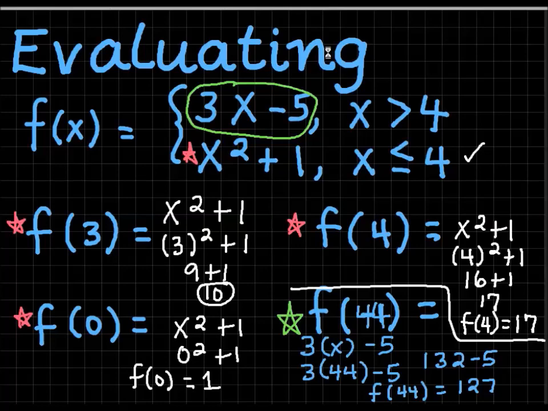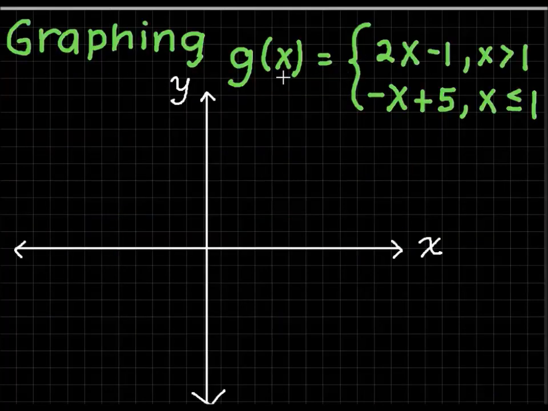You're going to see the same type of function notation. Here I've got a piecewise function that's got two rules. One represents the values when x is greater than 1, and the other function rule applies when x is less than or equal to 1.